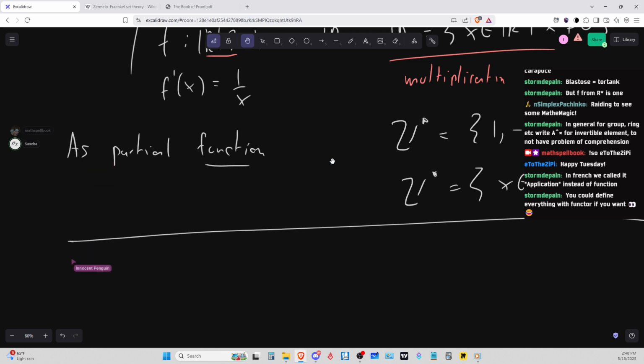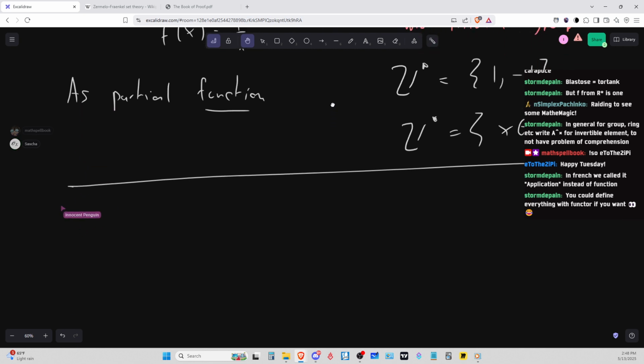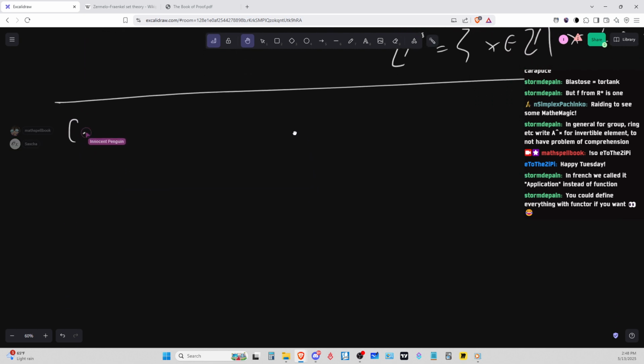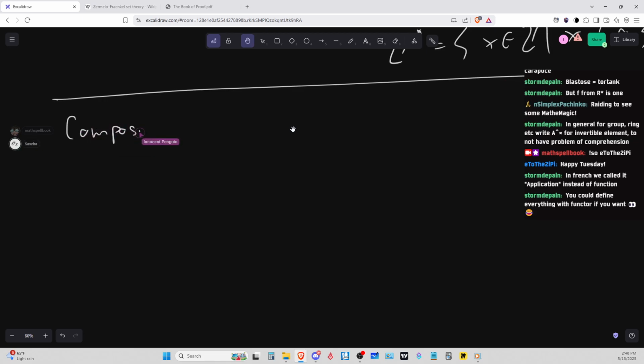Okay, next, a thing we can do with functions is composition. Composition of 2 functions. Yeah, Storm also said you could define everything with functors if you want. Okay. Composition of 2 functions, right? That's what you wrote? Yeah.